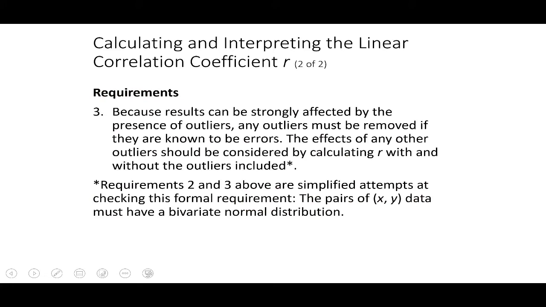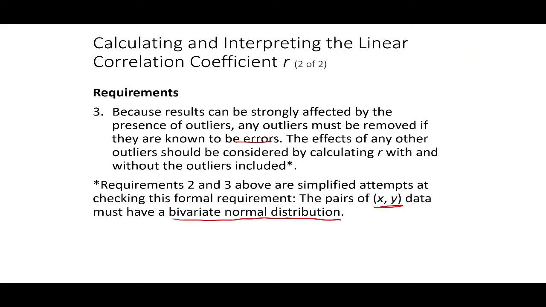As you can see, one is growing, another one is going down. The third one is because the result can be strongly affected by the presence of outliers. If there are any outliers, they must be removed. So that's our third requirement. Requirements 2 and 3 above are simplified attempts at checking this former requirement: the pairs of x, y data must have a bivariate normal distribution. So whenever we calculate and interpret the linear correlation coefficient, these three requirements should be satisfied.